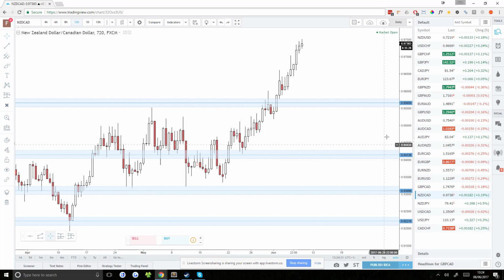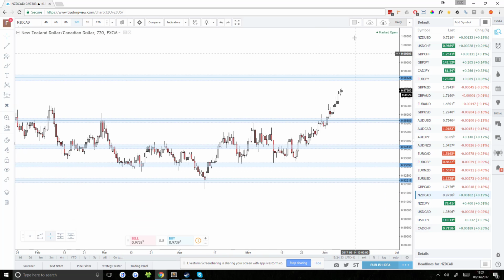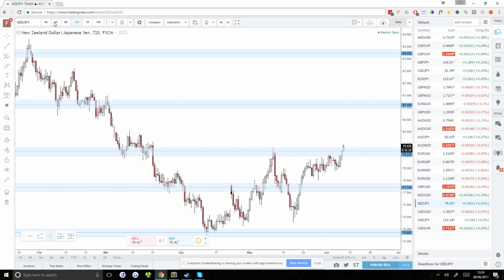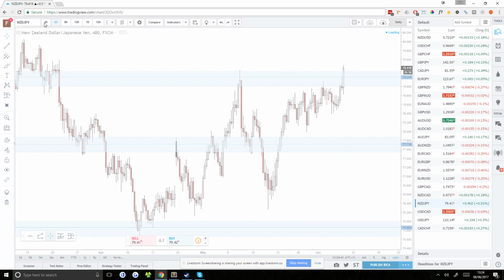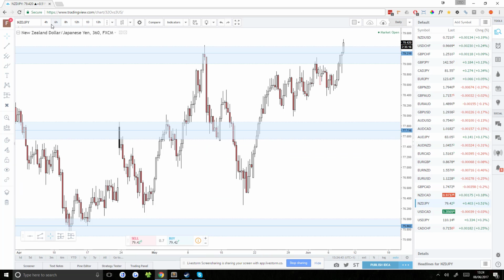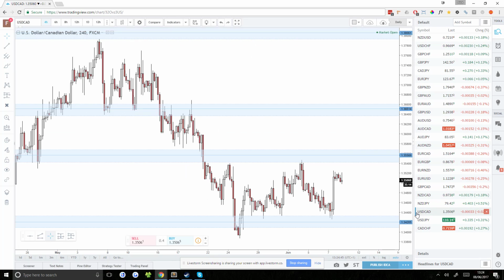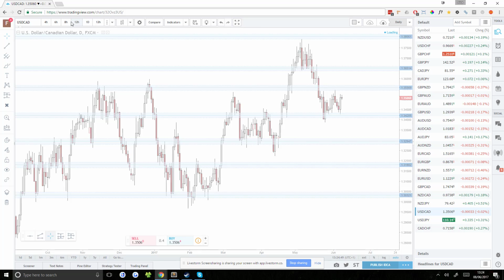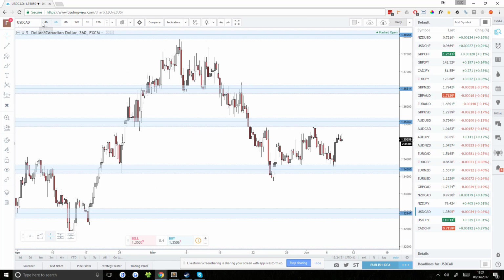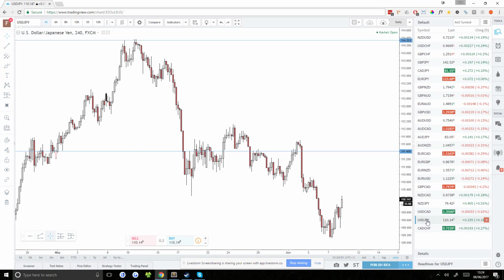All right, we were up to New Zealand CAD. New Zealand is just trending up like crazy. It's been for a while now. There's nothing much that I'd want to trade there. All right, New Zealand JPY. Nothing much there. USD CAD is in between two support resistance areas, so there's not much potential here for a trade. Not following my strategy anyway.